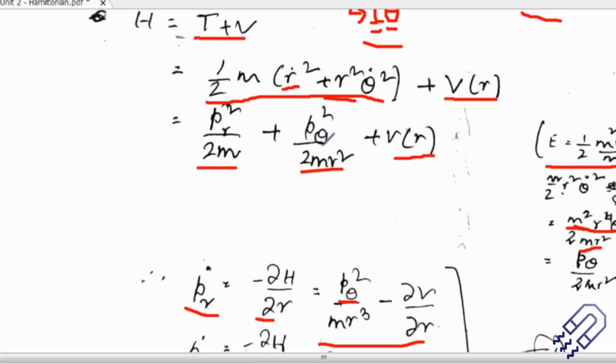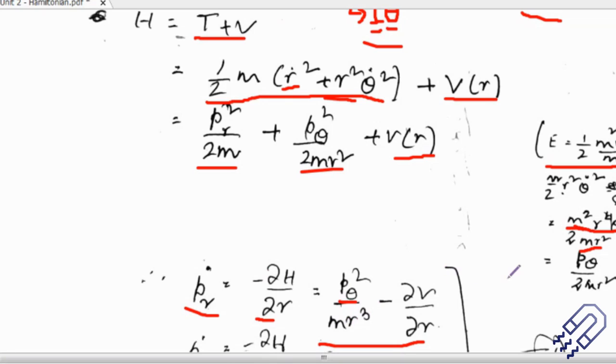So p theta square divided by 2m constant, and d by dr of 1 by r square we have to take. It's very simple, right? r to the power minus 2. Do your maths. You'll be having a 2 here. You'll be having a minus sign there. So that minus and this minus will become plus, and then 2 will get cancelled. You've got r cubed here.